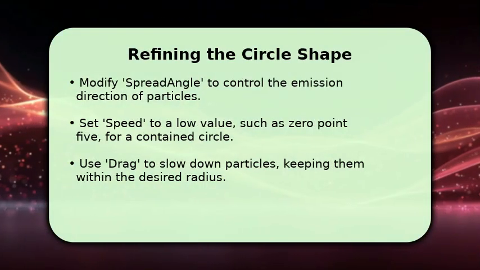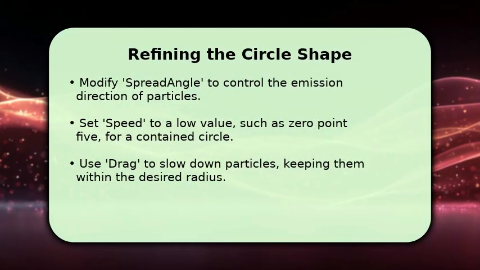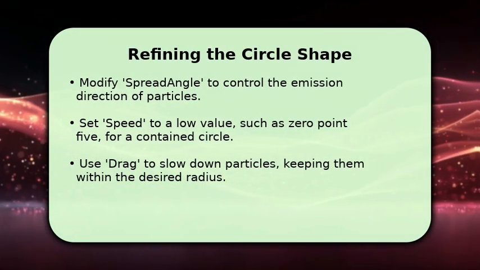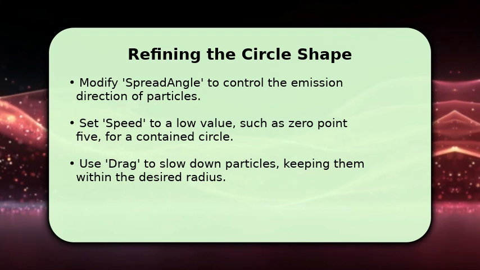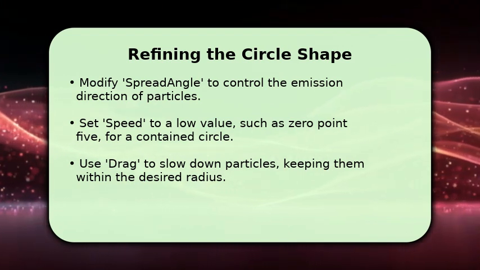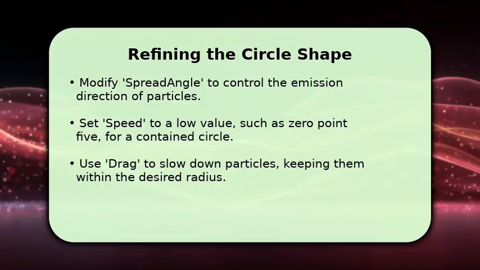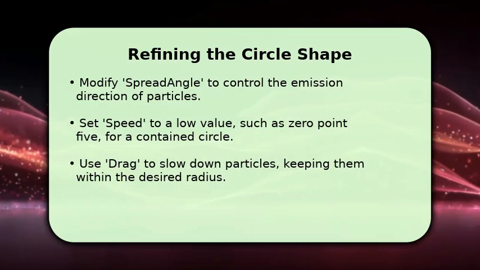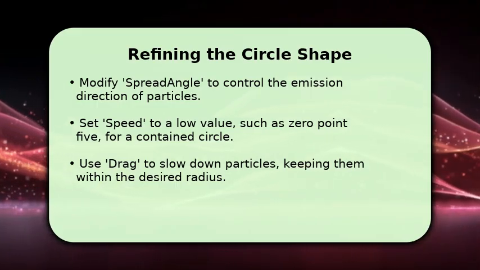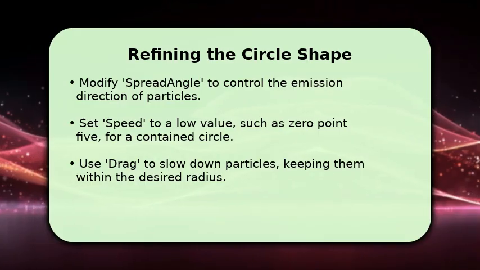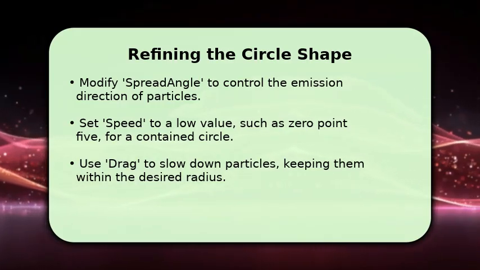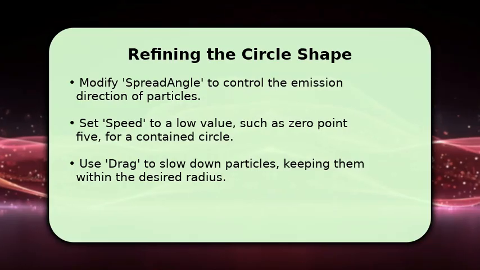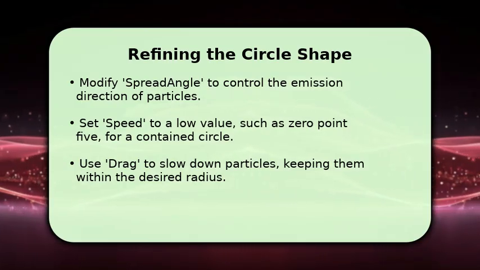Now, let's refine the circle's appearance. Set the spread angle property to 0, 0 to ensure particles emit straight up or down, depending on the part's orientation. For a tight circle, reduce the speed property to a value like 0.5. This keeps particles close to the emitter. Increase drag to around 0.5 as well. This helps particles decelerate, maintaining a compact and well-defined circular shape for your visual effect.